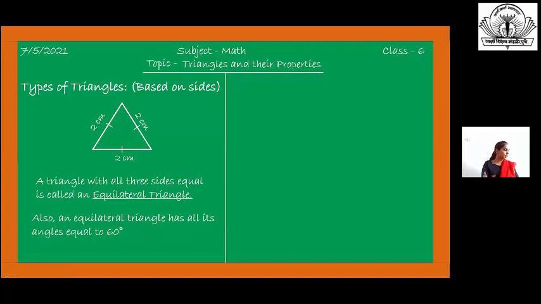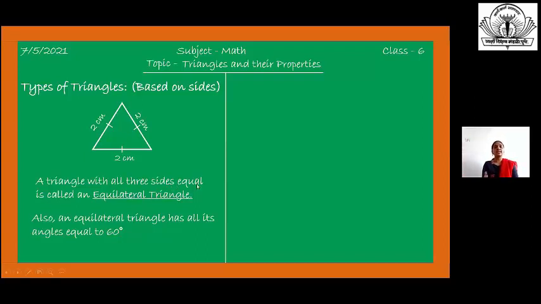Now here I have a cutout of an equilateral triangle. Can everyone see this? Yes, ma'am. This triangle is an example of an equilateral triangle. Here you can see that all the three sides are equal in length. And these three angles: this is the first angle, this is the second angle, and this is the third angle. If you measure them, all three are going to be equal to 60 degrees. So this was the first type of triangle, the equilateral triangle.